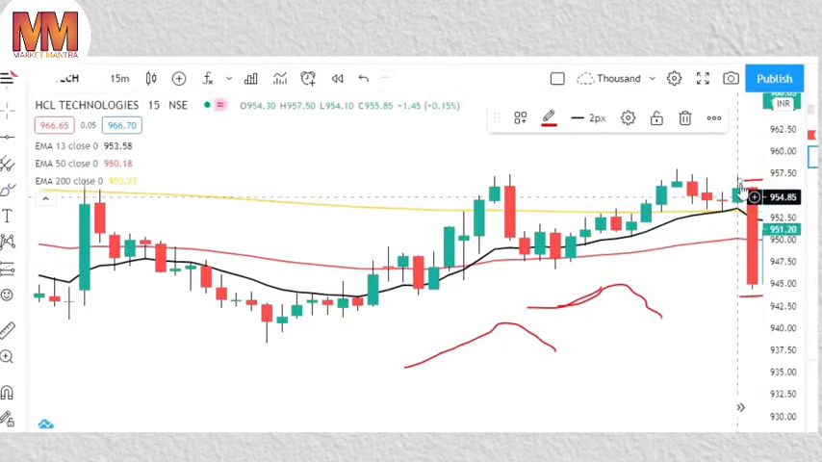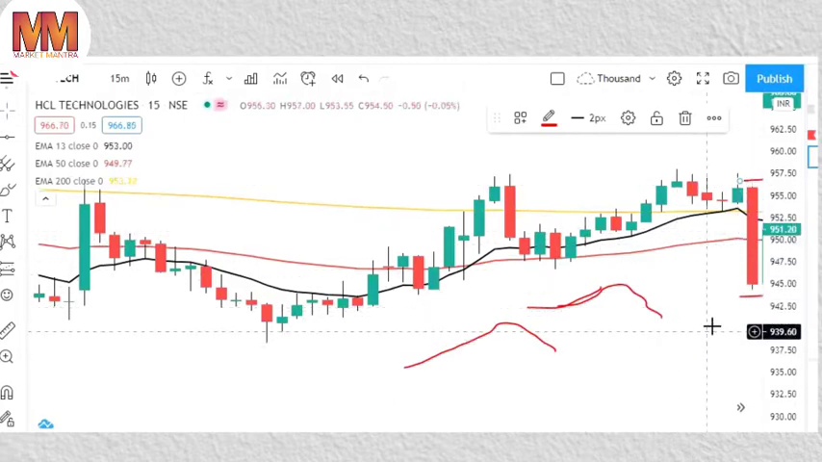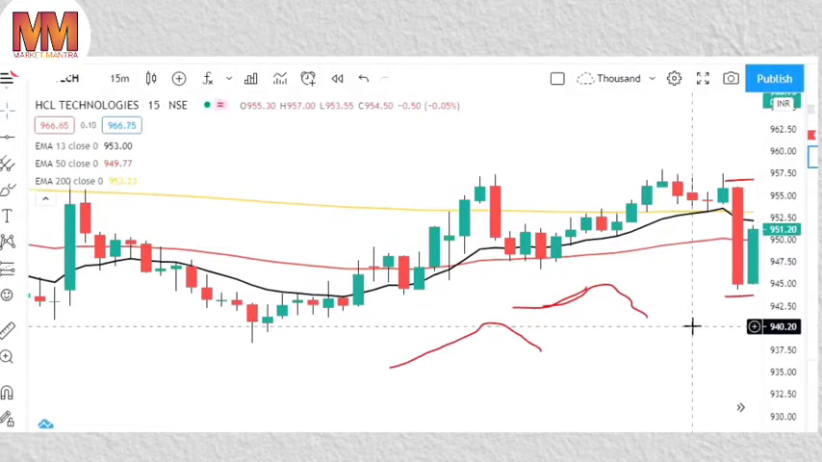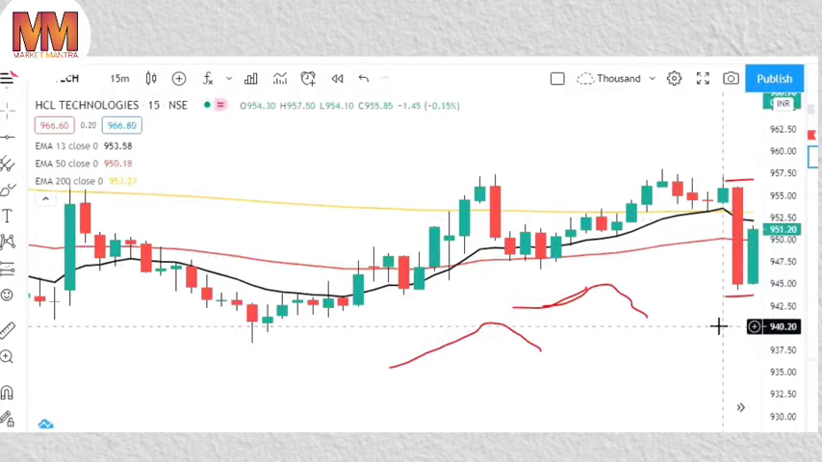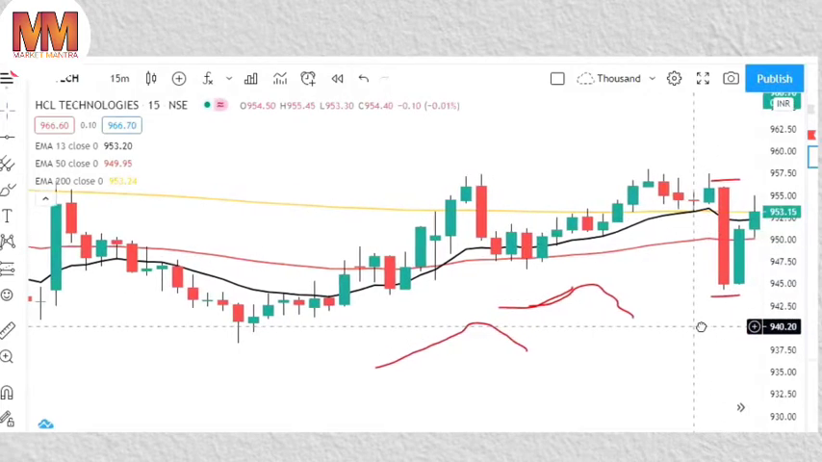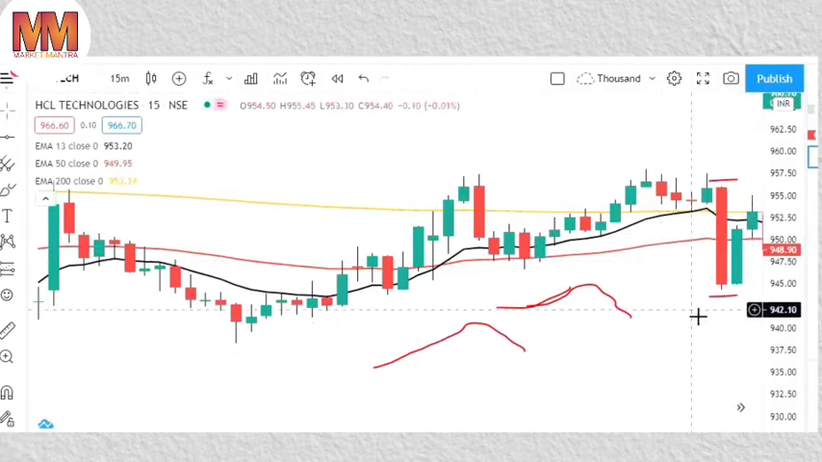Usually when you get such big candles, your entry will not be triggered, so it is better to wait. Now see, the next candle formed is green, so this was not a proper signal. So let's wait. Again this green candle is formed, it breaks both of these lines, but the body is breaking only one line. So again wait.